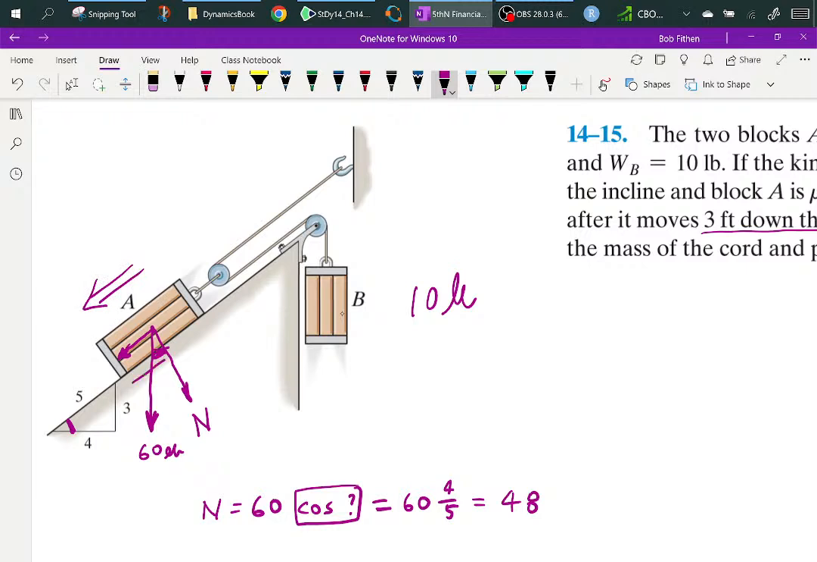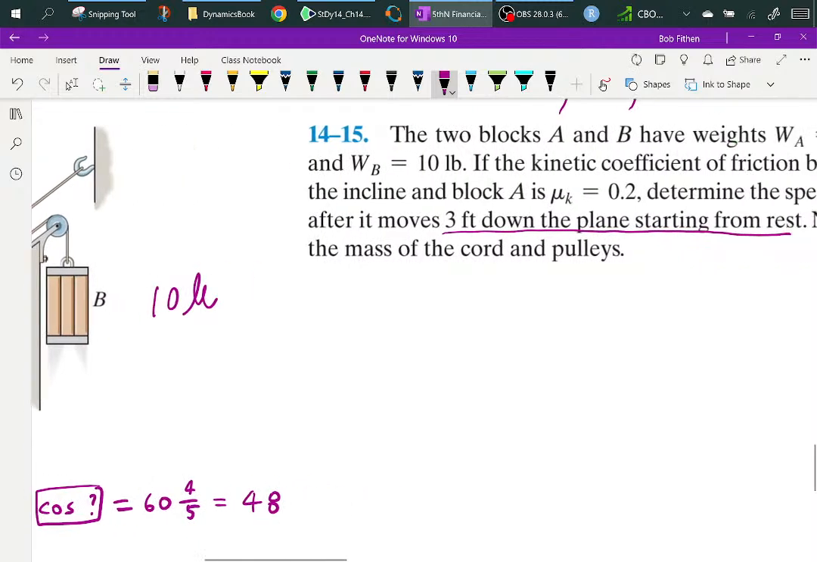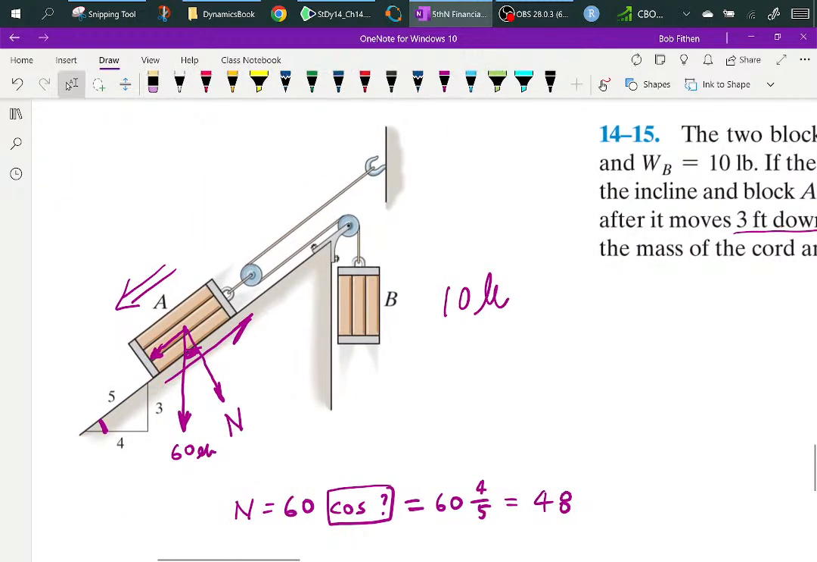So that means this block he is claiming is going to move this way. If it does, then the friction force has to impede it. And it said it was 0.2 times the normal. So 0.2 times 48, that would be 4.8 and 4.8, that's 9.6. 9.6. Am I thinking correctly?